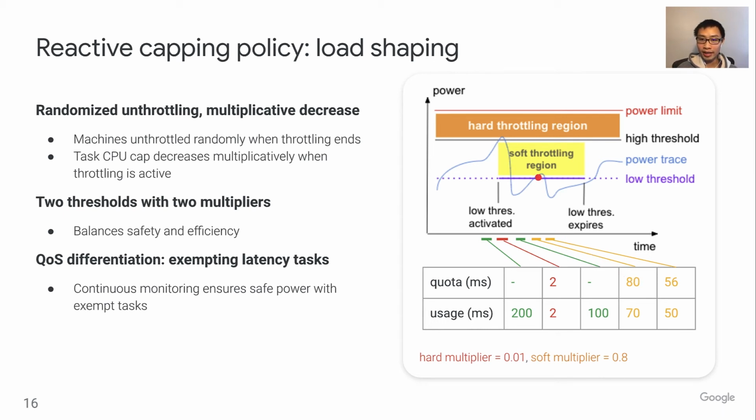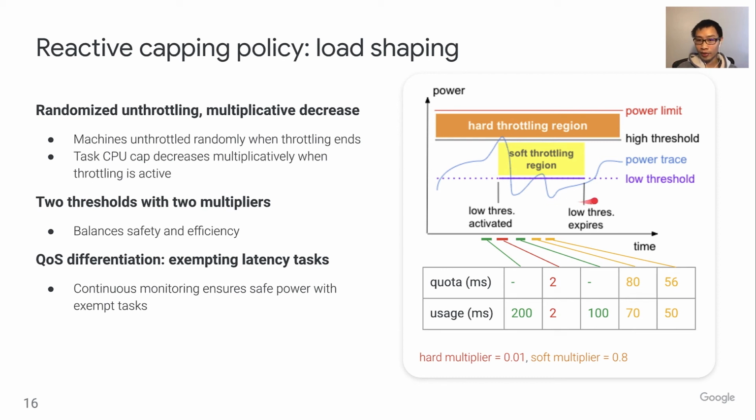Suppose power stays above the low threshold because the throttling is not hard enough. Then we will continuously apply the soft multiplier to the previous usage to get the new quota. We can see that by continuously applying the soft multiplier, we guarantee that the CPU usage of the throughput-oriented tasks will keep decreasing. So power will eventually decrease below the low threshold.